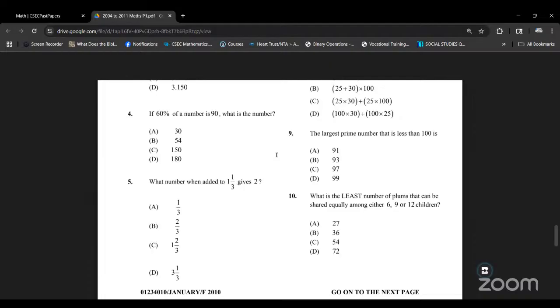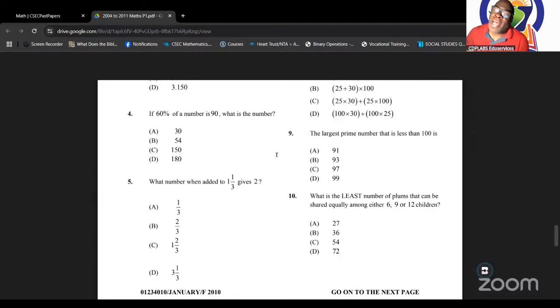Why not A? Because 97. Let me explain this now. So may I say 91 isn't a prime number? Why is 91 not a prime number? You sure? You're sure it's not a prime number? Yeah, kind of sure. Kind of sure.